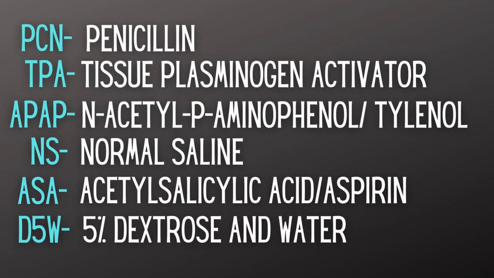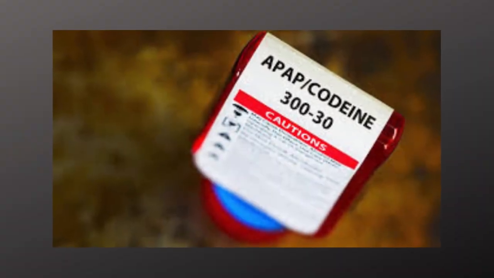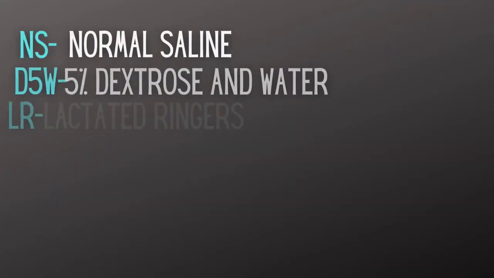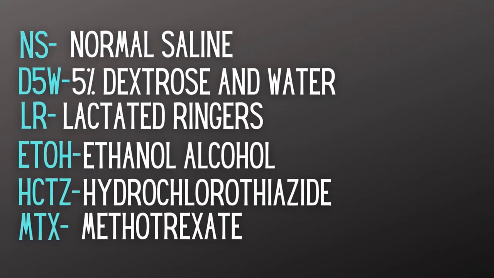PCN is penicillin. TPA is tissue plasminogen activator, which is a clot-busting medication that we give within the first hour of a stroke. APAP is short for N-acetyl para-aminophenol, better known as acetaminophen or paracetamol, aka Tylenol. So if you ever get a prescription for, say, Tylenol with codeine, it's usually written as APAP with codeine, and that's what it means. Normal saline is NS.